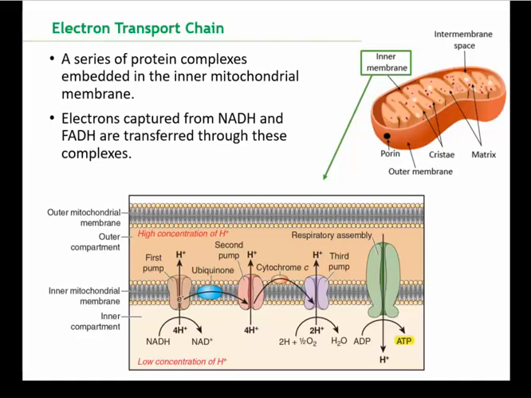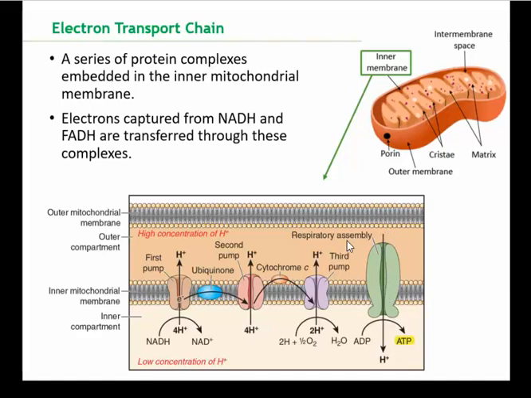So this whole process creates a potential energy gradient used to phosphorylate ADP at the very end of the system. The ATP is produced, but only if ions move down the gradient from the inner to the outer compartments. So this is our gradient here. We're passed from one to the next. From this high concentration of hydrogens at the top, they're then going to pass down through this respiratory assembly.